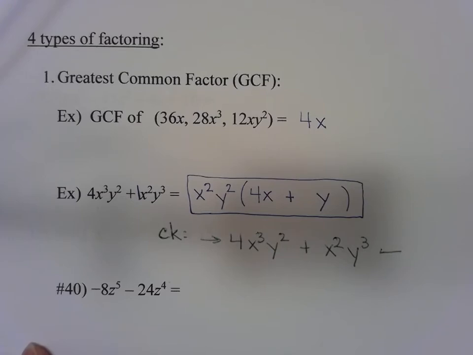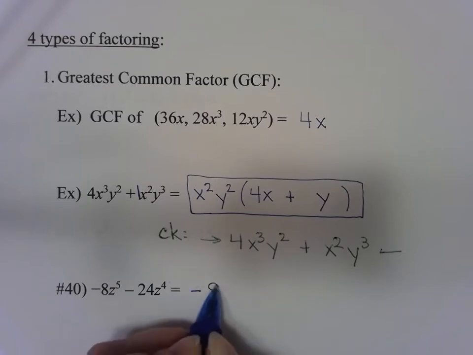How about one more? Negative 8z to the 5th minus 24z to the 4th. So negative 8 and negative 24 share what common factor? Lots of common factors, but the biggest, I think, would be an 8. Since these are both negative, it's a good idea to go ahead and make the greatest common factor, the GCF, negative. So they both share negative 8.